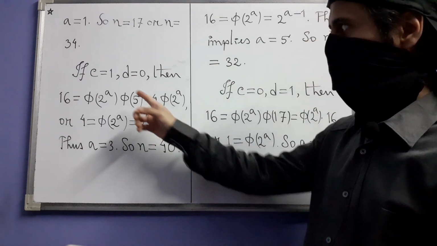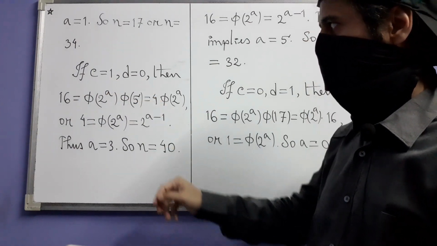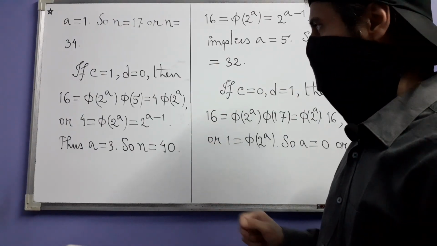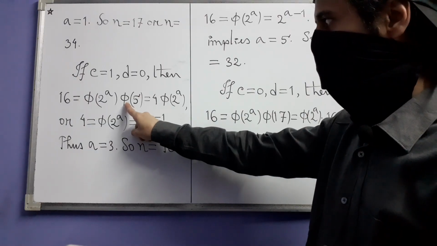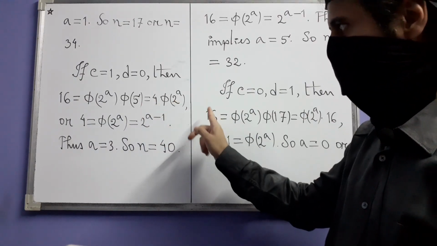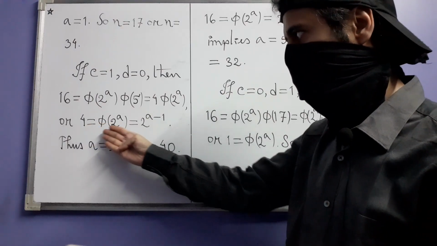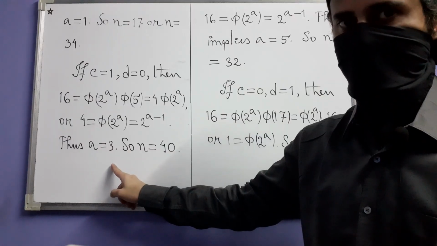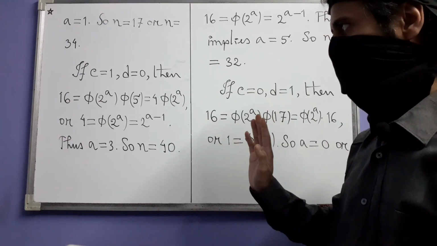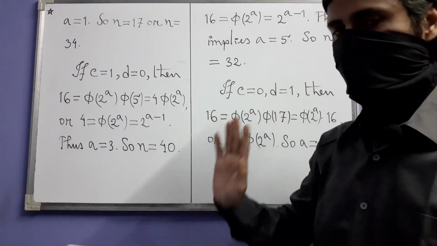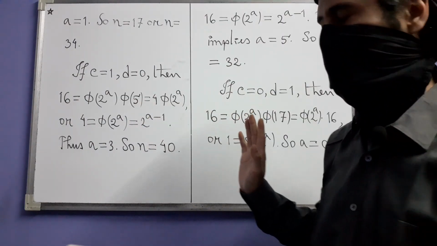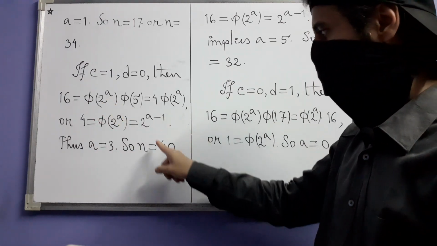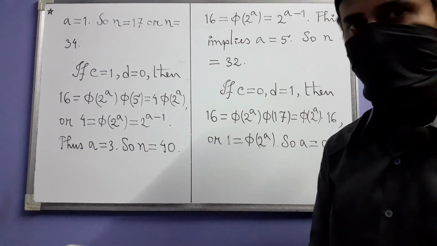In the next subcase, C is 1 and D is 0. C is 1 means 5 is there, and D is 0 means 17 is not there. So 16 now becomes this. Phi of 5 is 4, so 4 times this. After cancelling 4 from both sides, this is what you get. And solving this equation, you can clearly see that a has to be 3. So now what are we getting? A is 3 and there is 5 and nothing else. 3 and 17 are not there. So that means the cube of 2 is 8. 8 times 5 is 40. So this is another n value.